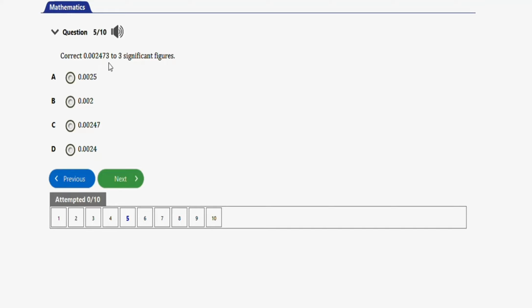0.002473. So to 3 significant figures, start from non-zero numbers. So 2 is the first significant figure, 4 is the second one, 7 is the third one. So this 3 after 7 is not up to 5, so you can't round up. The right option will be 0.0247. So option C. That's it for this question.